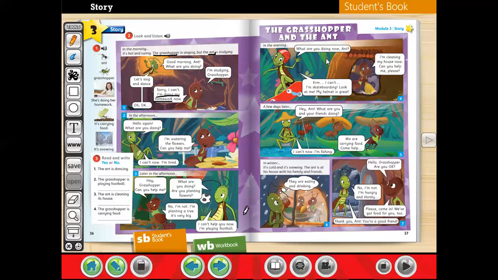Now, grasshopper is grillo. No, what animal, what insect is the grasshopper? It's similar to that, but it's not grillo, Camila. The grasshopper eats plants.